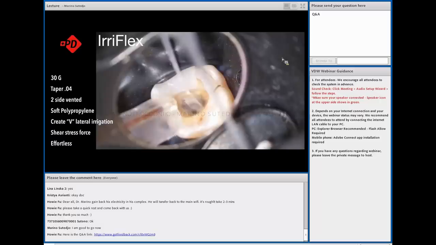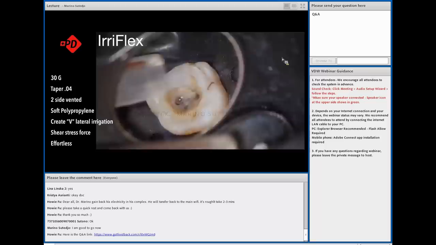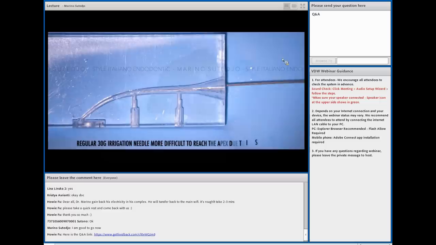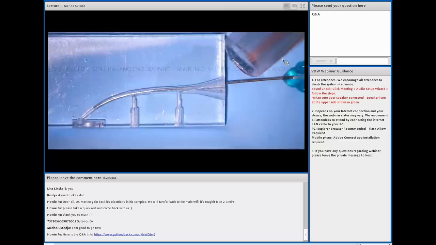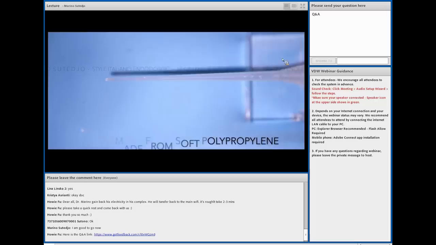But what I can give you as a hint, if you use this type of irrigation needle, or if you use Iriflex, remember to dispense your irrigants outside your root canal system. Do not dispense the irrigants while the needle is inside the root canal system, because it will easily clog on the tip, and you cannot have a smooth irrigation flow from the needle.